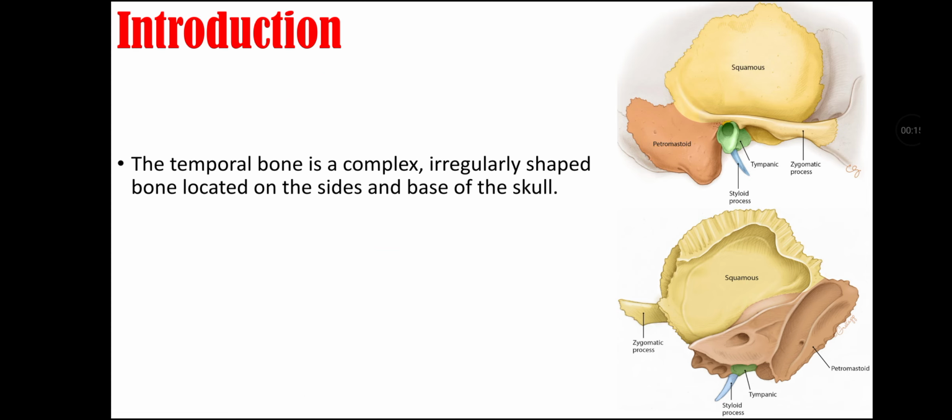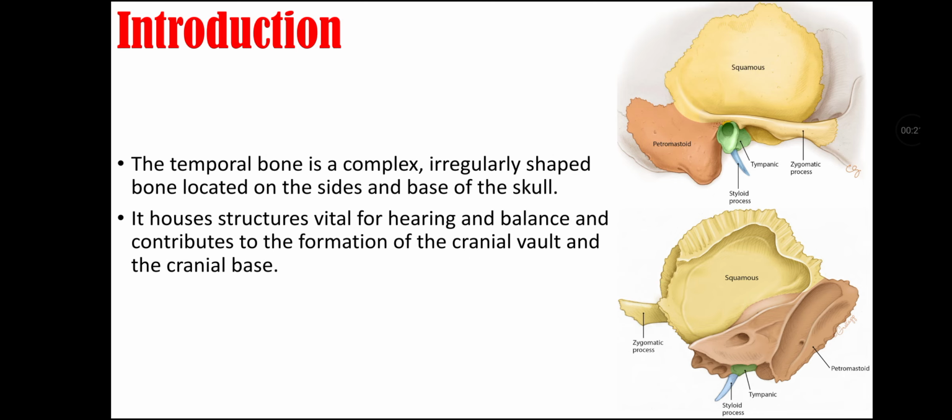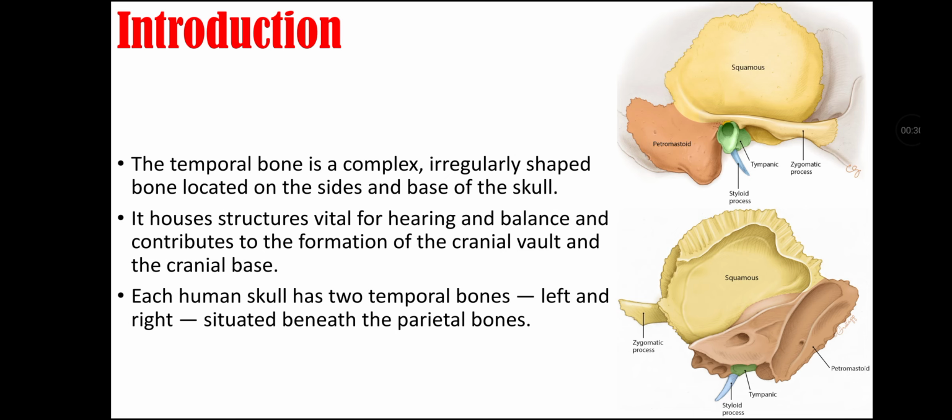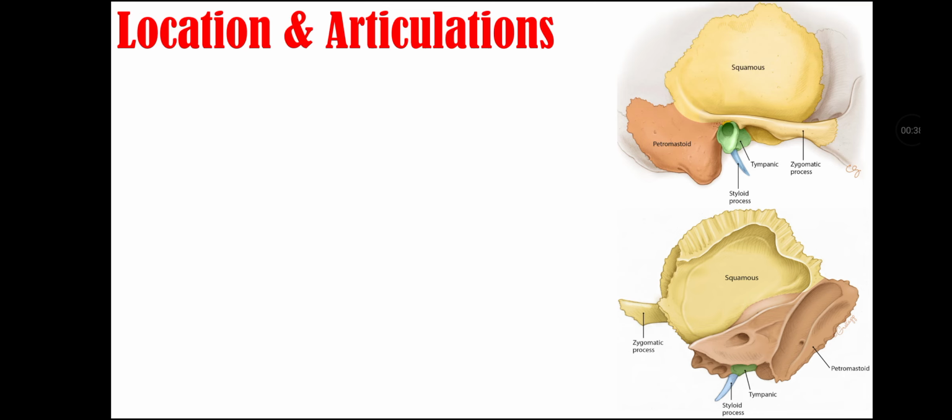Temporal bone is a complex, irregularly shaped bone located on the sides and base of skull. It houses structures that are vital for hearing and balance and also contribute to the formation of cranial vault and cranial base. Each human skull has two temporal bones, left bone and right bone, that are situated beneath the parietal bone.